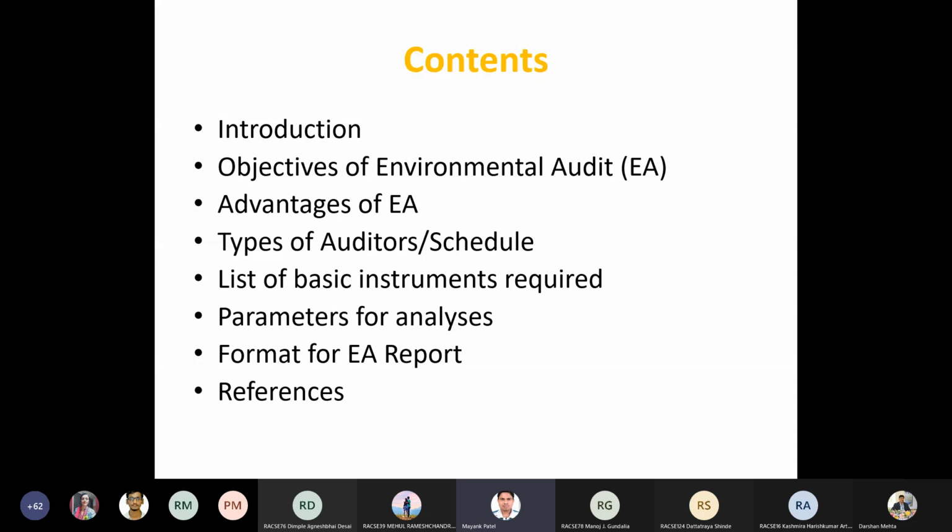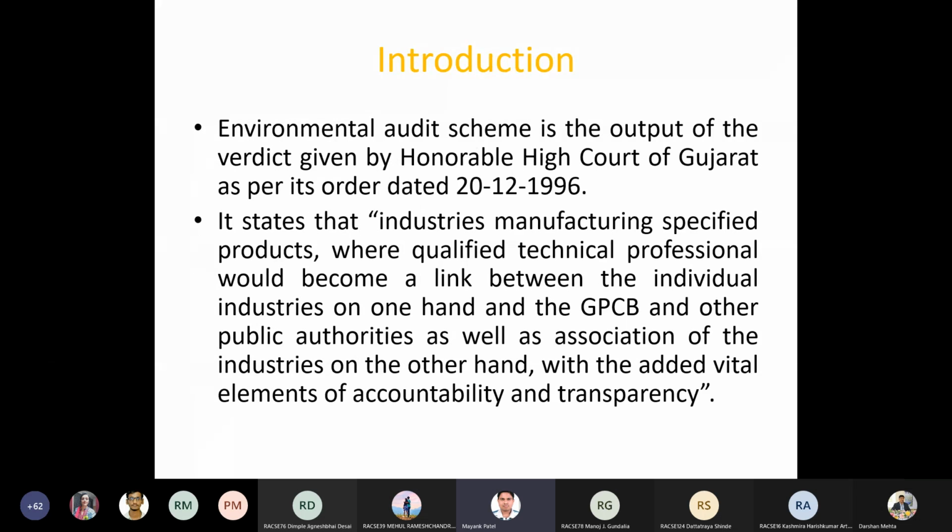Before going to that portion, we will see the introduction of this environmental audit, why it is conducted, what the objectives and the advantages are, how you can become an environmental auditor, schedule 1 or schedule 2, what basic implementation facilities and team members are required, and what parameters you need to analyze as far as water, air, solid waste, and wastewater are concerned. So before we start, let us have the introduction.